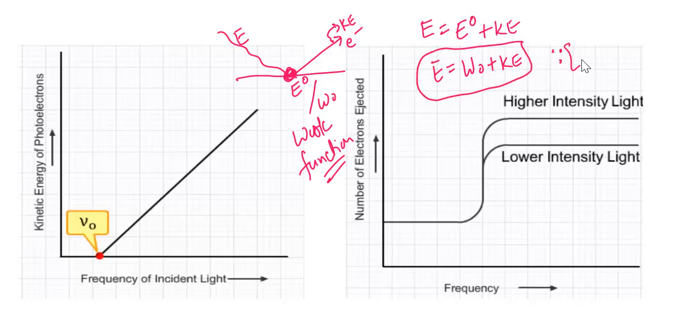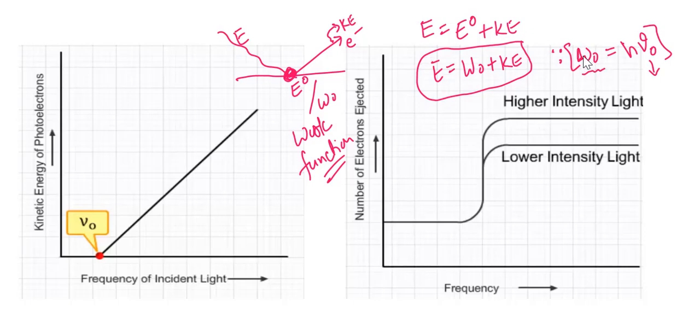Here W naught is nothing but h nu naught, because W naught is nothing but E naught, which is equal to h nu naught. What is nu naught? Nu naught is the minimum frequency required to eject the electron, also known as the threshold frequency, which we discussed just before. So that much energy, W naught, is required.